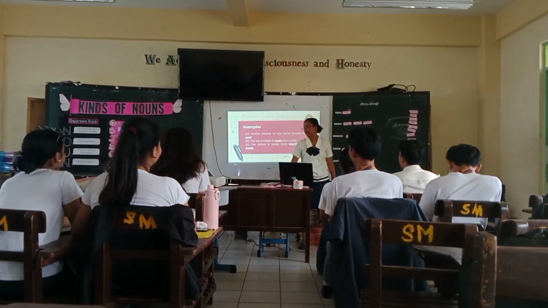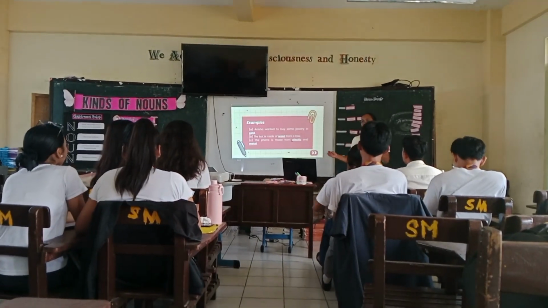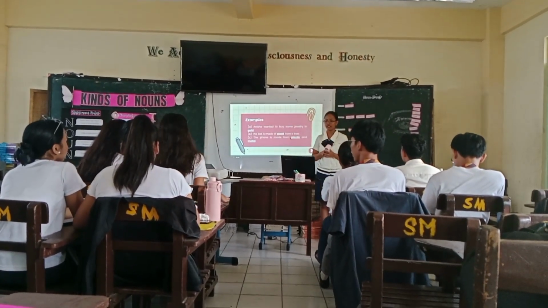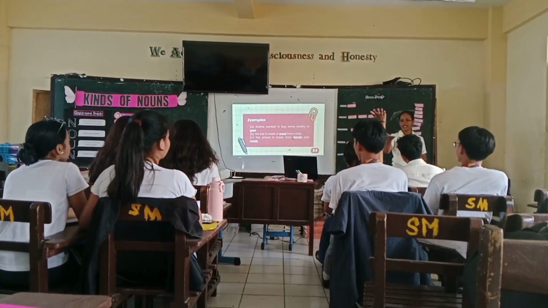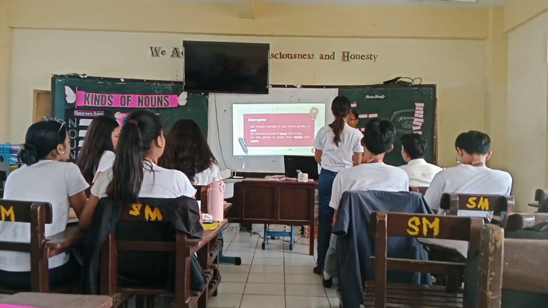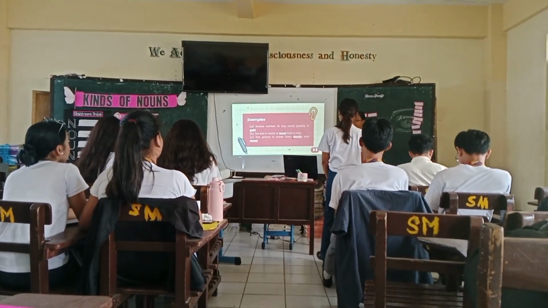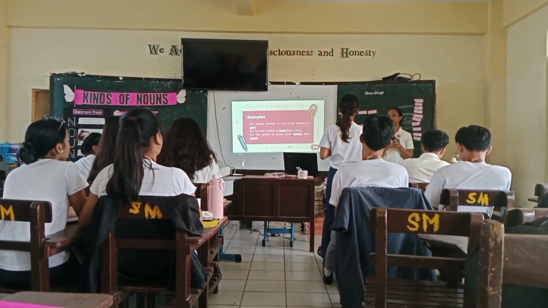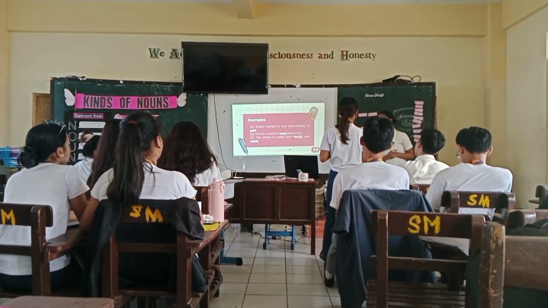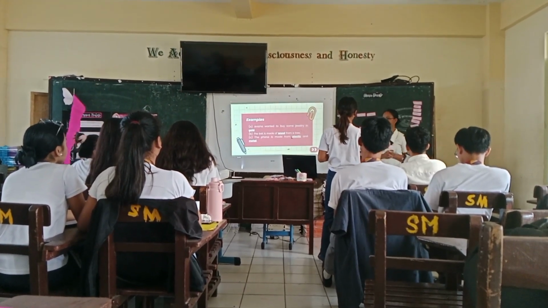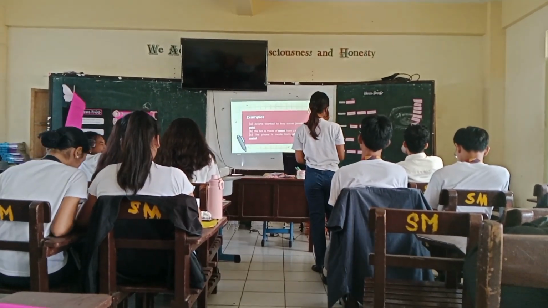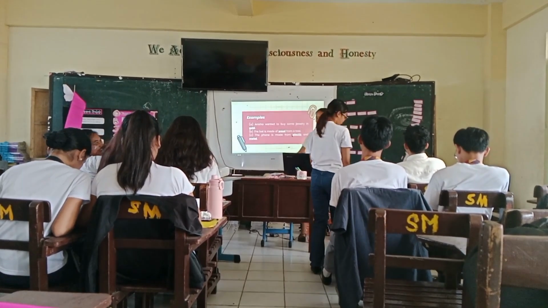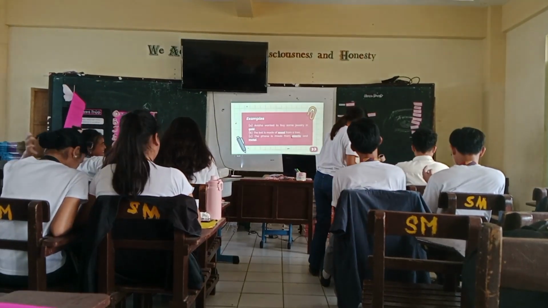Again, what is a material noun and how does it help us understand the things around us? And give one example of a material noun. Yes, Valerie? A material noun is made of substance. Material nouns are like water, glass, and iron. It helps us to describe how objects are made. That's correct. Thank you so much, Valerie.